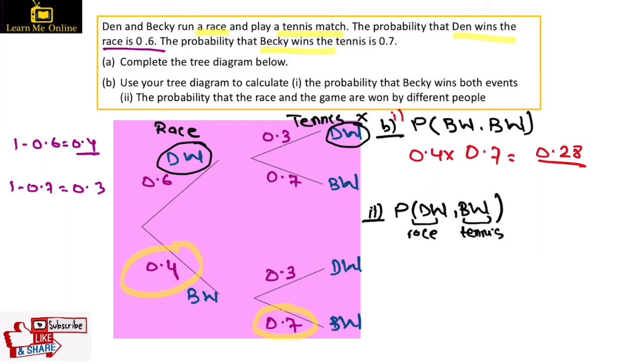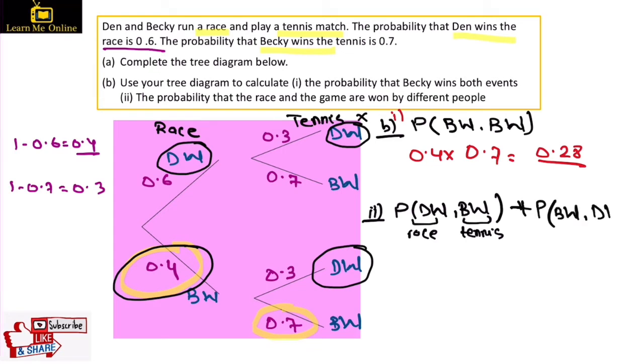Now we're going to look at the next combination, where Becky wins the race and Den wins the tennis game. We always write down the next combination with a plus sign in between. So the probability of Becky win and then Den win. This is Becky winning the race this time and Den winning the tennis game this time. Because it says it needs to be won by different people, that's why we have taken the combination where they are different people winning.